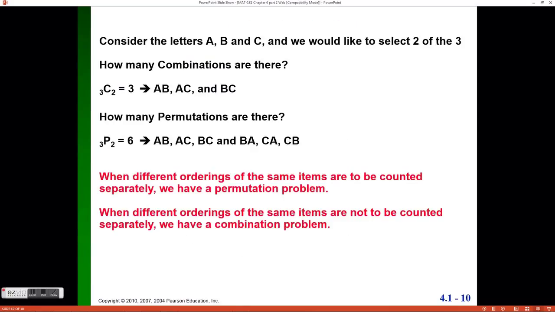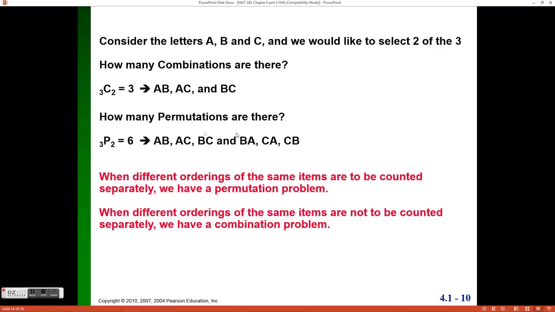Let's compare the difference between the two formulas. Let's say I had the letters A, B, and C, and I wanted to select 2 of those 3 letters. The first question is, how many combinations are there? Well, my n value in this problem would be 3 because I'm choosing from 3 letters, and my r value would be 2. And if I do a combination of n is 3, r is 2, I get an answer of 3. So what are those 3 combinations? Well, they would be A and B, A and C, and B and C.